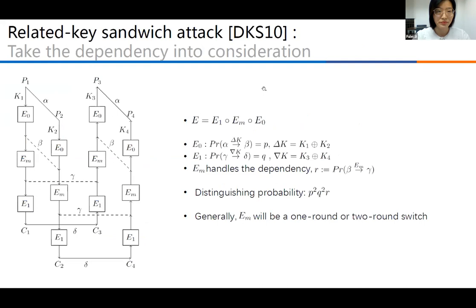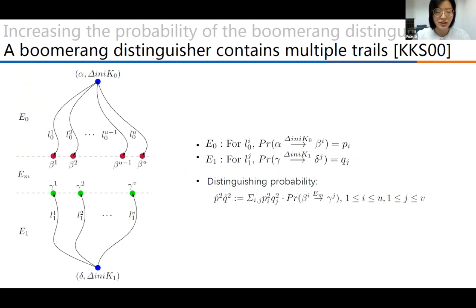Sandwich attack is proposed to deal with the dependency between the trails over E0 and E1. The target cipher is decomposed into three parts, and the middle part, EM, handles the dependency. Generally, EM will be a one-round or two-round switch. The probability of the boomerang distinguisher can be increased by considering multiple choices of beta and gamma.